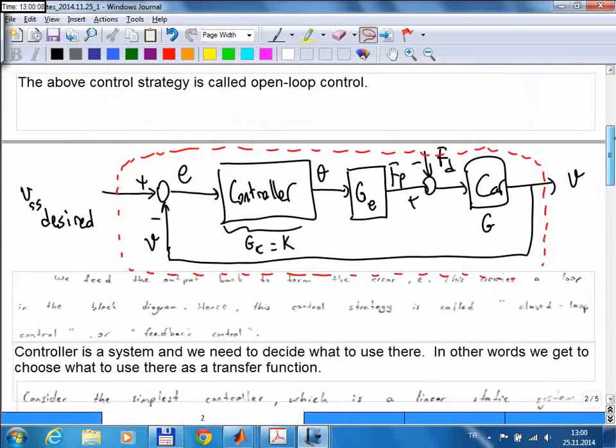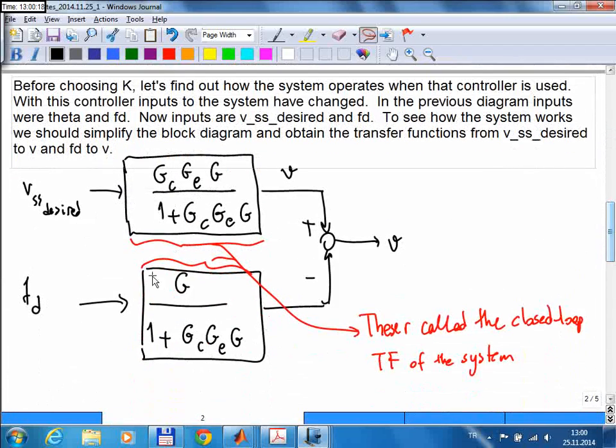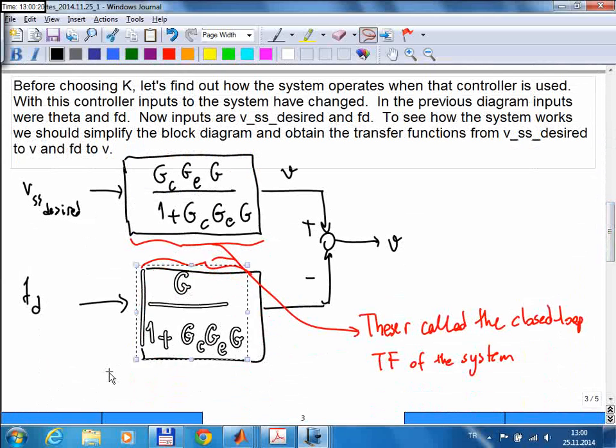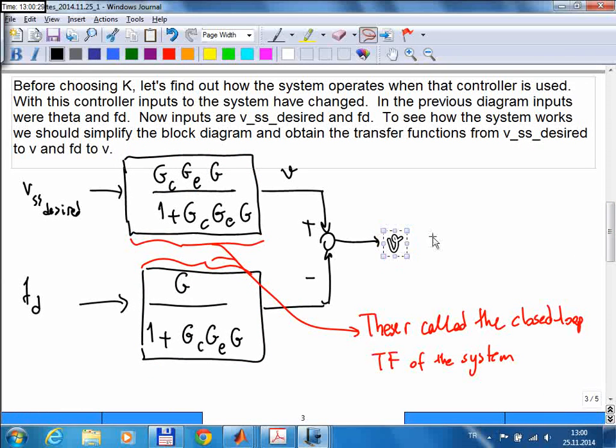Okay, so similarly, the transfer function from the disturbance input to the speed of the car is obtained as this transfer function. Now, by using these transfer functions, we can calculate how much the speed will change if we give a desired speed to our controller. To do that, we just need to multiply this with the transfer function of this plant.